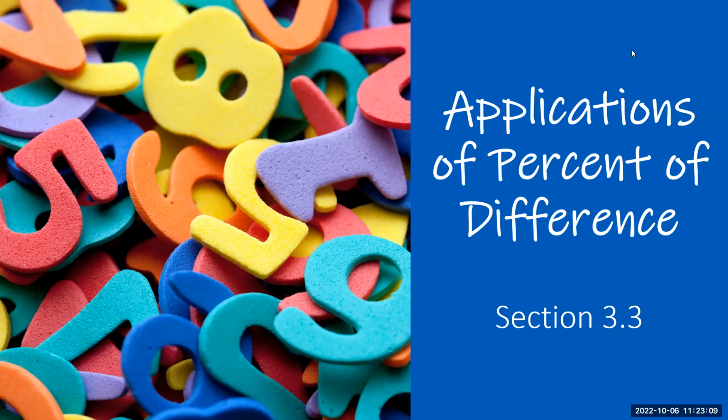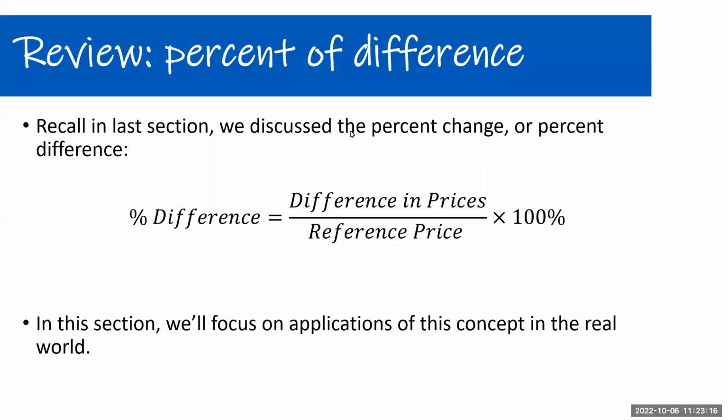Today, we're going to talk about section 3.3, which covers applications of percent of difference. So remember in the last section, we talked about percent difference, and this section is all about using what we just learned, okay? Remember that the percent change is the difference in prices, if we're talking about prices, divided by that reference price. That's going to give you a decimal, and you multiply it by 100% to convert it into a percent, okay? You need to know what your reference is. That's going to be important, and you're looking for the difference divided by that reference.